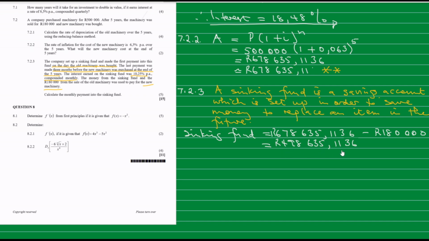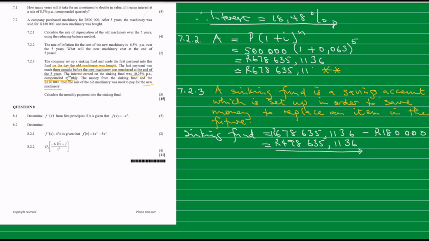We will save 498,000. 5 years from now, it will have accrued to this. Then we are going to sell our machinery at 180,000, and then the total will be able to buy the machinery at 678,000. So what we have here is we need to raise an amount of 498,635 rand 11 cents in our account.